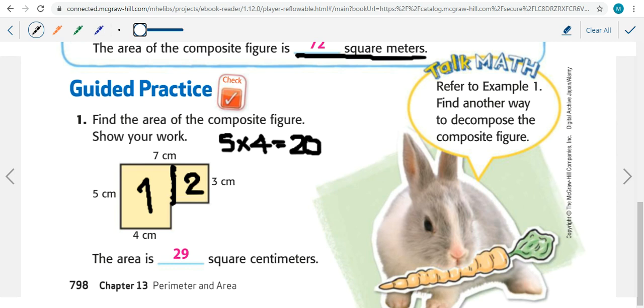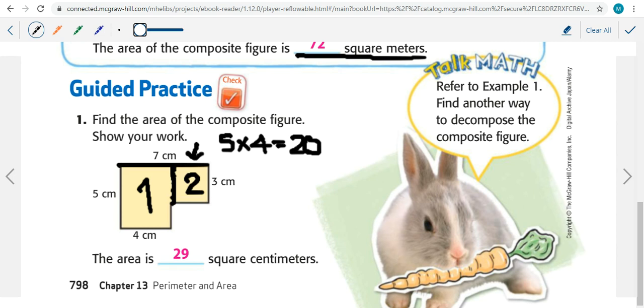Now, we need to find the area of rectangle number 2. I numbered them so you can see which is rectangle 1 and which is rectangle 2. Now, remember, area is equal to length times width. In this case, we only have width. Why we cannot say 7 times 3? Because 7 is the length of the whole part. Okay, so we need to find what is the length of only this part.